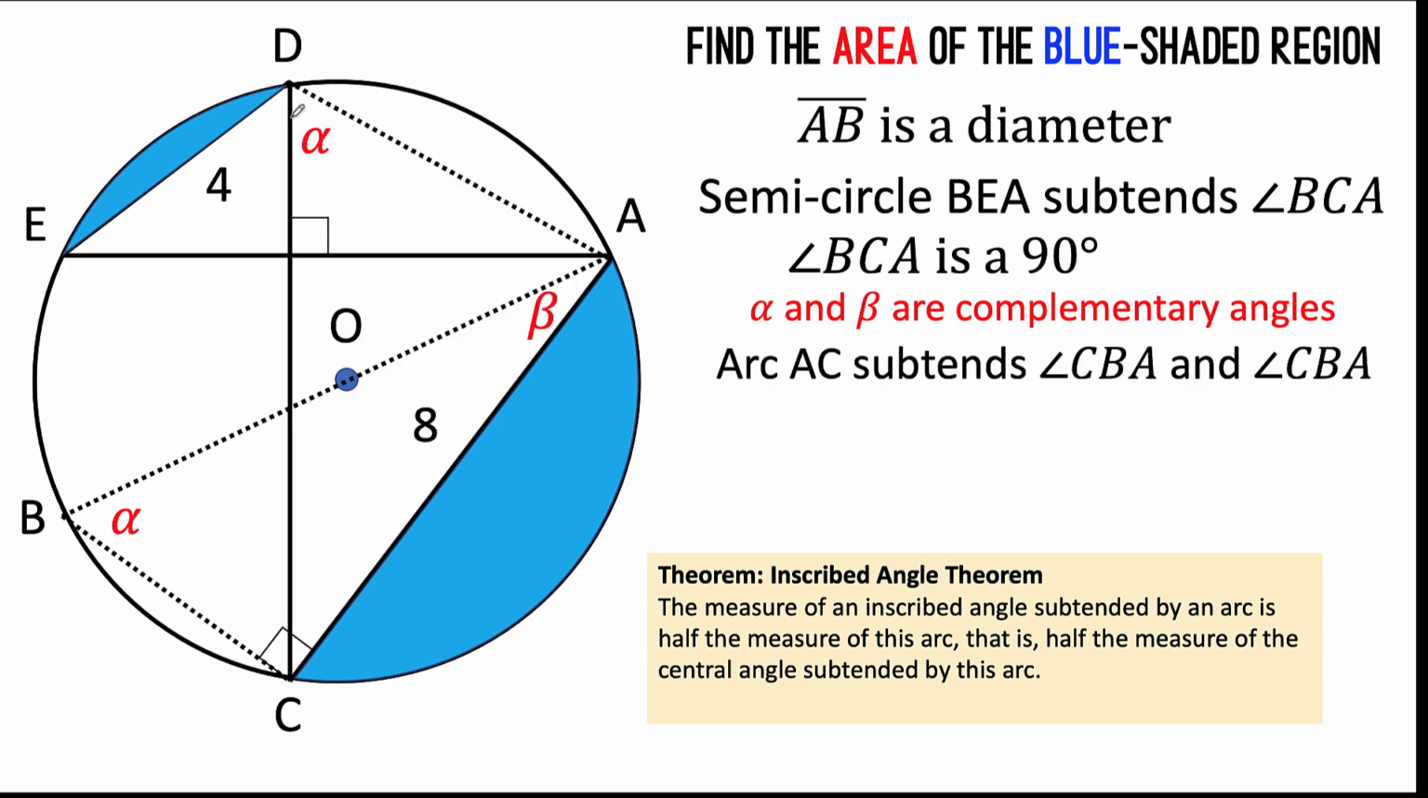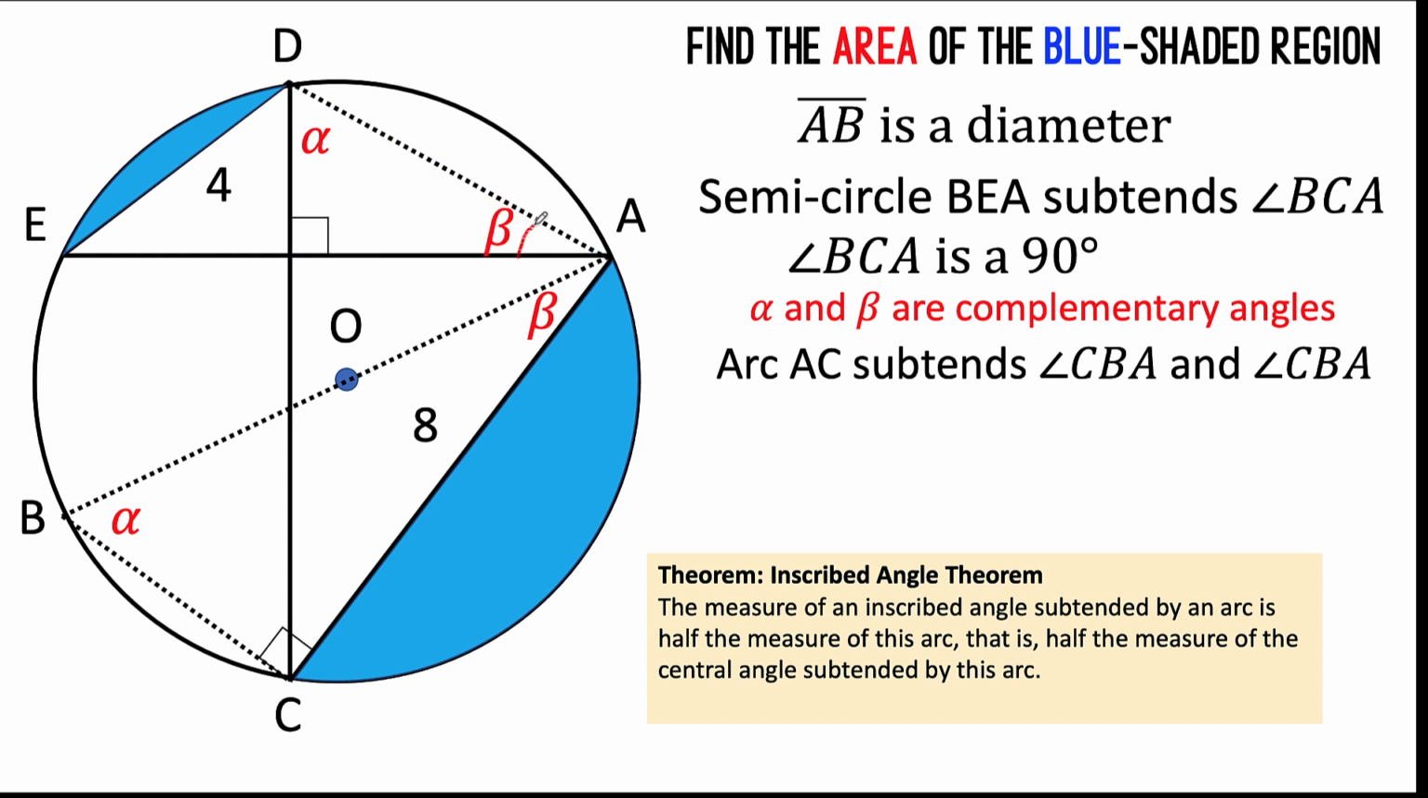Notice now that we have here alpha and we have here a right angle. That means whatever is the angle here plus alpha, they must be complementary angles because the sum of the interior angles of a triangle is 180 degrees, and we already have here a 90-degree angle. And we said that alpha and beta are complementary angles, so the angle here must be beta. So let's label it as beta.